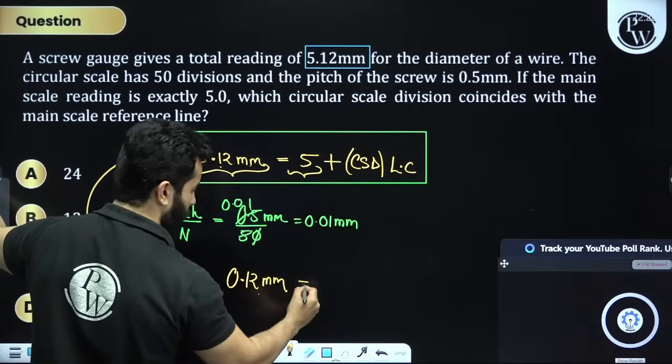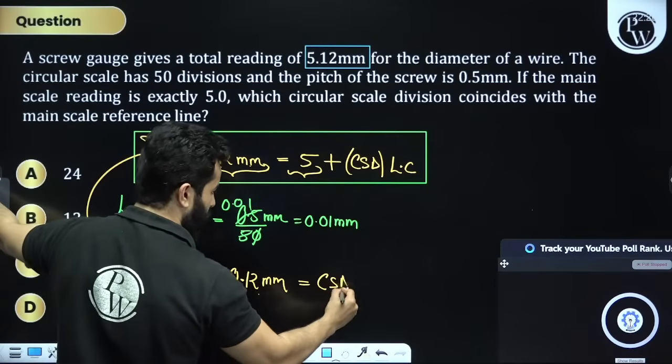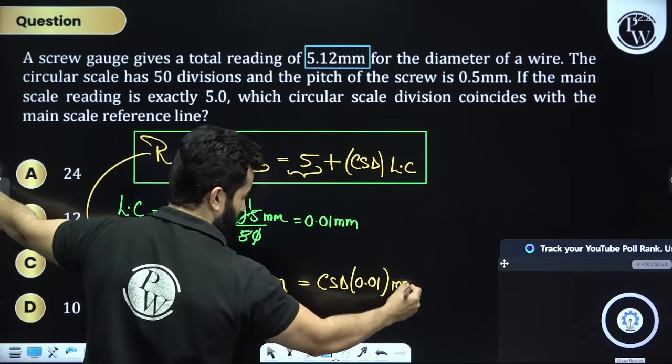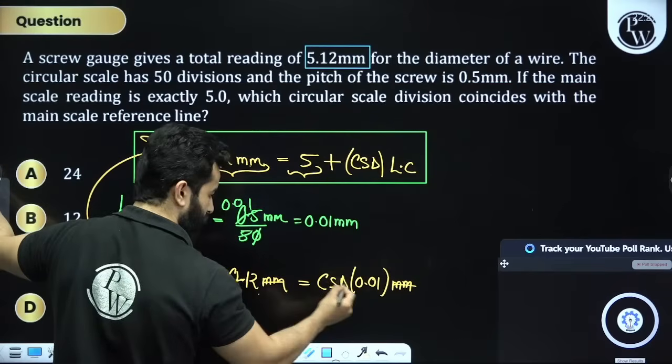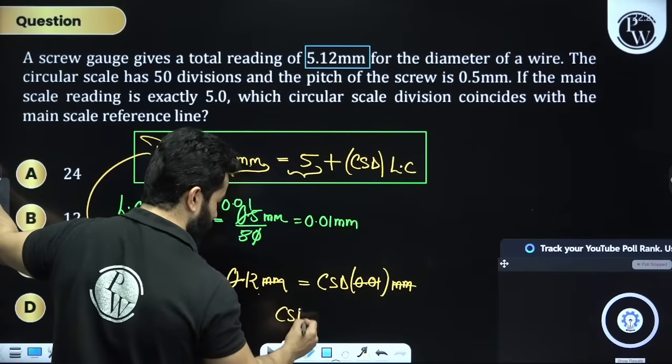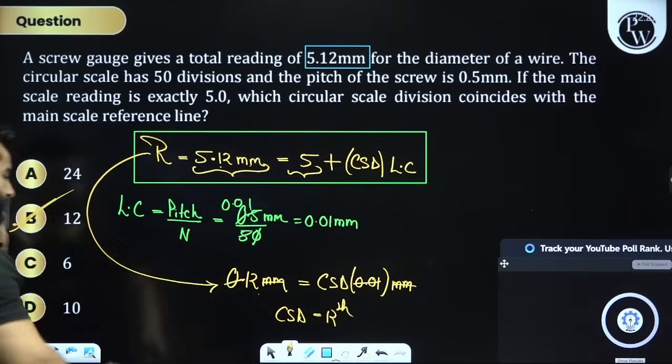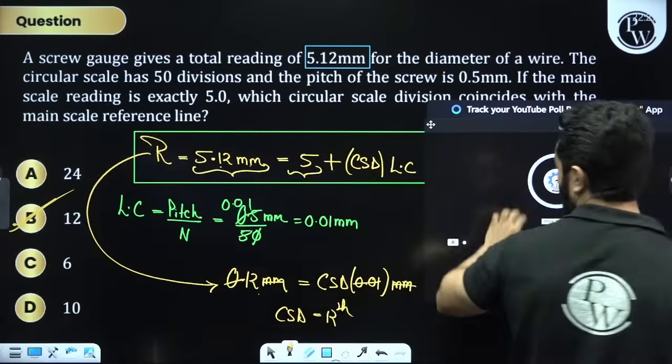0.12 mm is equal to circular scale division multiplied by 0.01 mm. Both unit and decimals are going to cancel out. Circular scale division will come out as 12th. 12th, B.